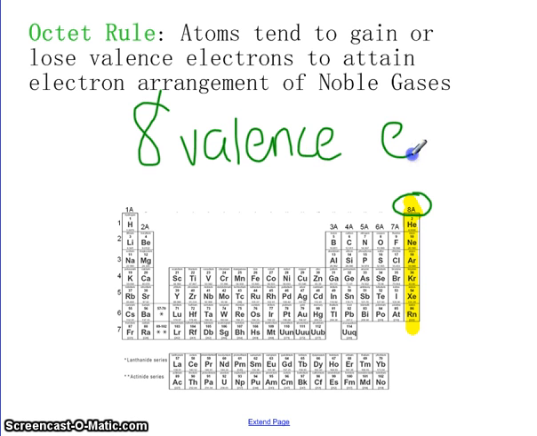There are a few exceptions, however. Helium is in period 1, which means it only has one shell. And if you remember, that first shell can only hold 2 electrons. So helium is full with 2 electrons in the first shell.